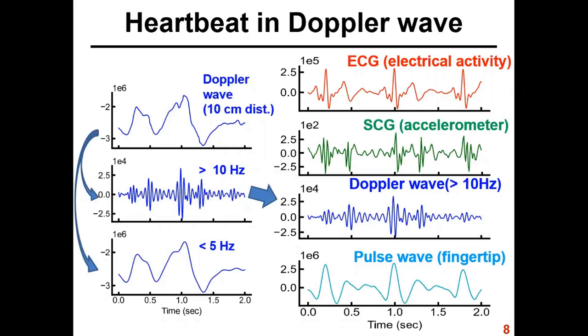The first wave, contact PPG, is measured at the finger. And here, SCG is acceleration at the chest body surface. Because the Doppler sensor shows the velocity of the chest surface, both SCG and Doppler indicate the displacement of the body surface, the chest surface.